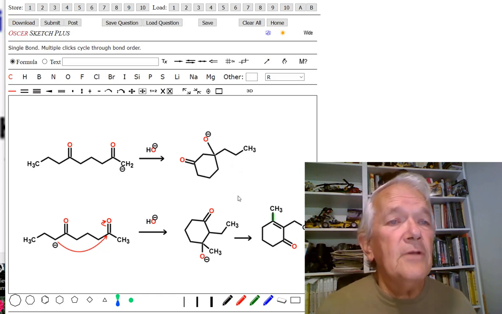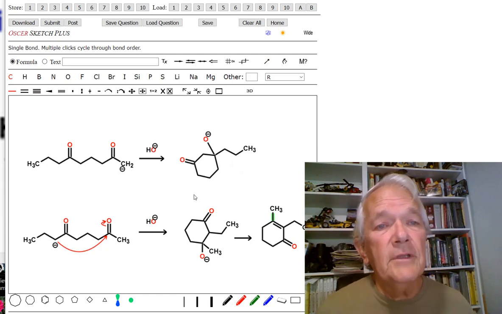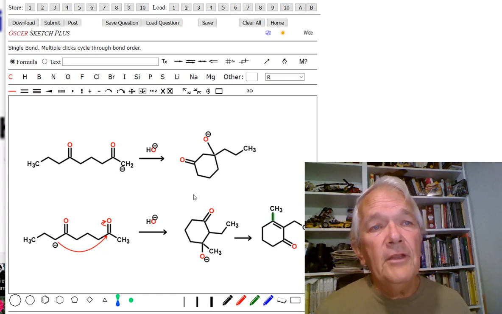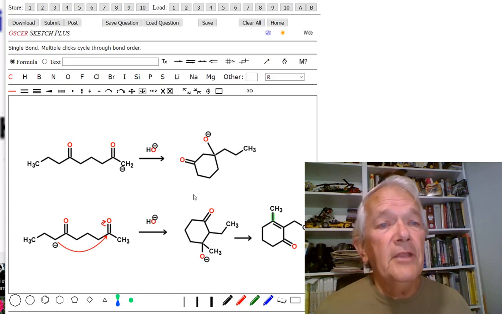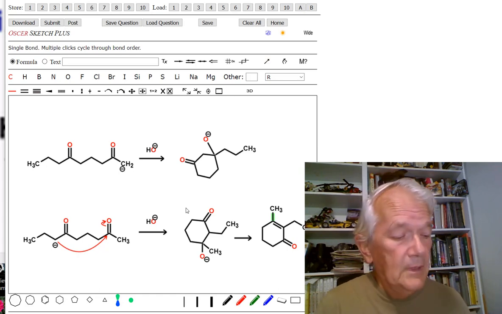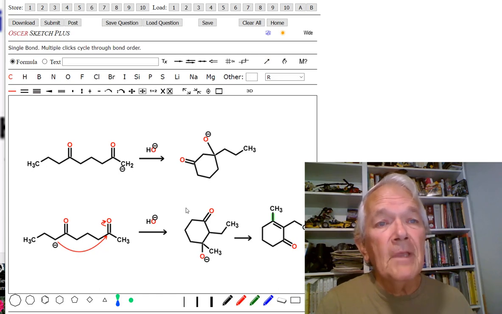So these things are a little bit difficult to figure out, but there are two overriding things. One is ring size, and the other one is that you want the maximum number of substituents on your final double bond. So they're very useful reactions, and we can make a whole lot of interesting things from them. So have some fun with them.